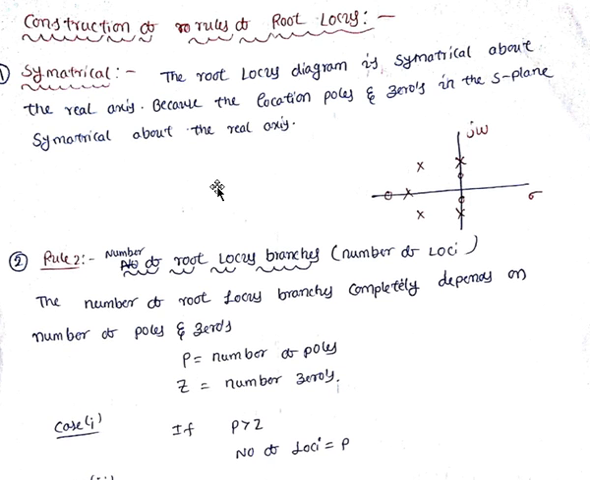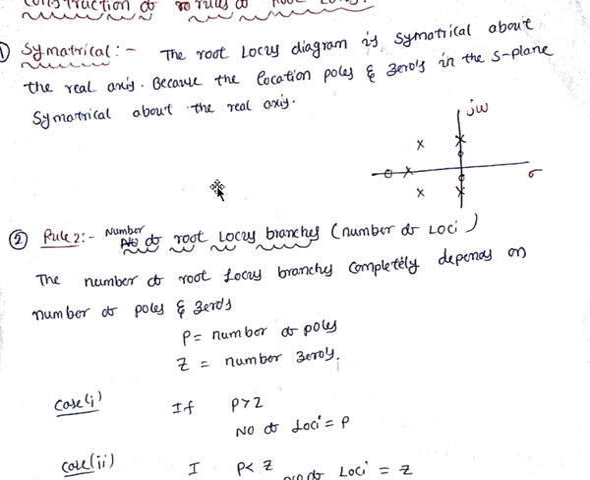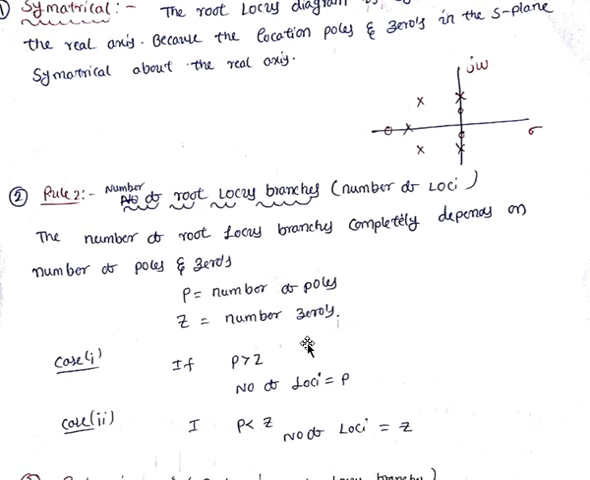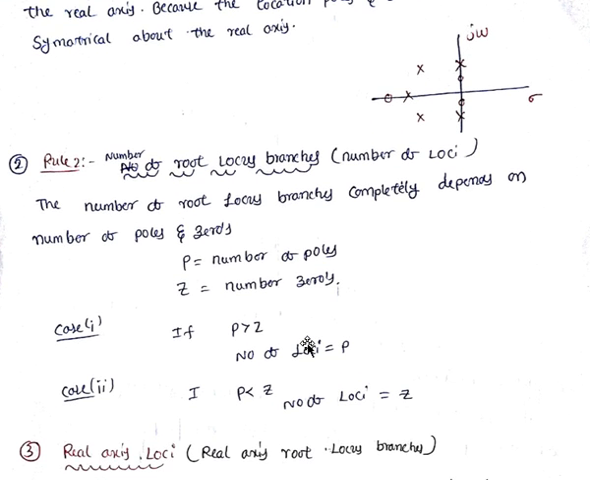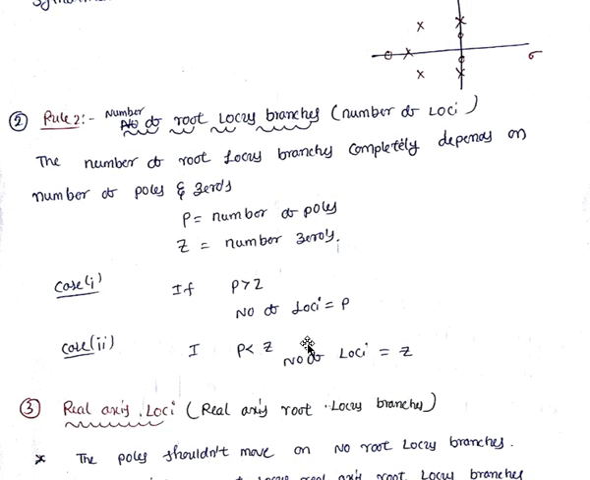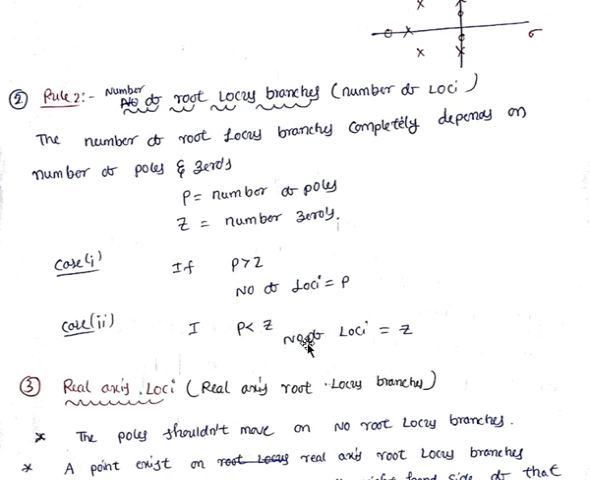Coming to rule number 2, the number of root locus branches, or number of loci. The number of root locus branches depends completely on poles and zeros. Let us assume that p is the number of poles and z is the number of zeros. If p is greater than z, the number of root locus branches is equal to p. If p is less than z, the number of root locus branches is equal to z.